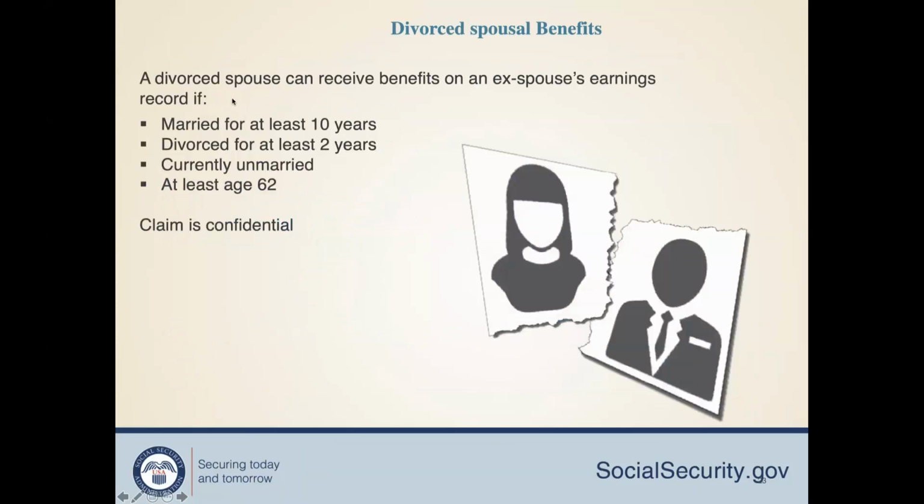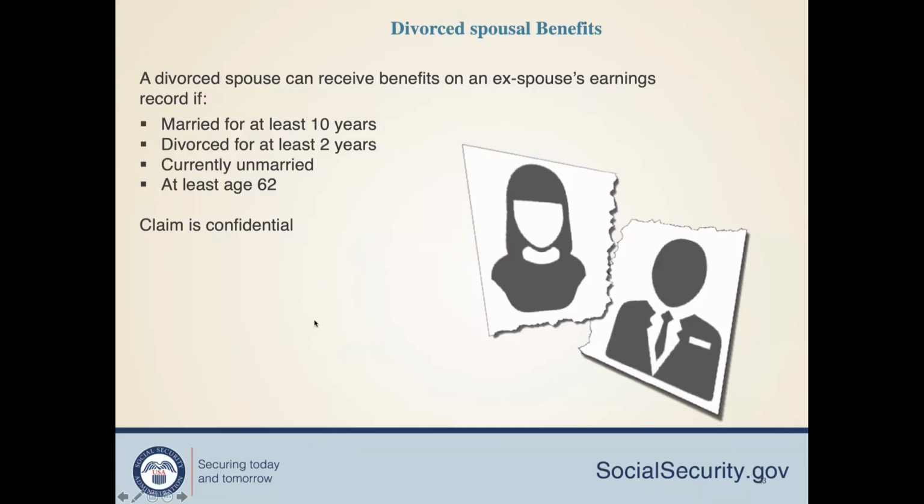So a divorced spouse can also receive benefits on an ex-spouse's earnings record. Married for at least 10 years, divorced for at least 2 years, currently unmarried, at least age 62, and she can start, I think, claiming even without your knowledge. I'm not sure about all these things. So this is for Srini. Srini, your wife and girlfriend both cannot be collected.